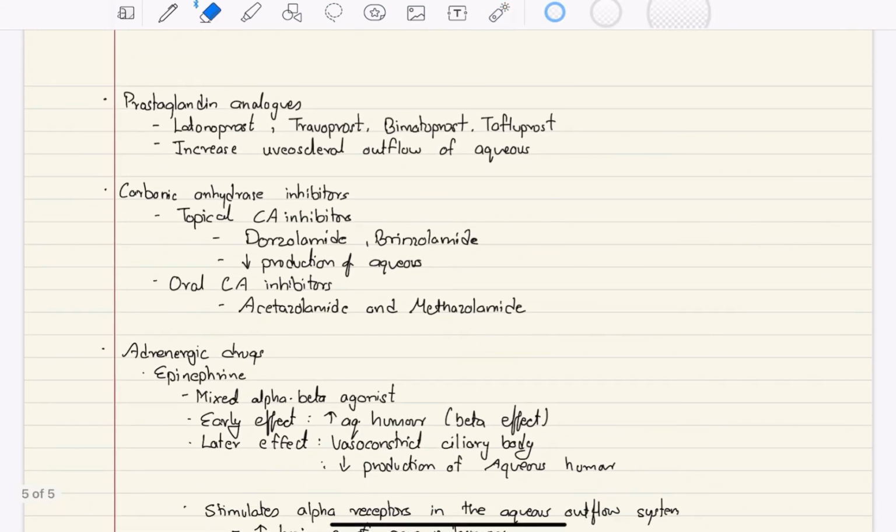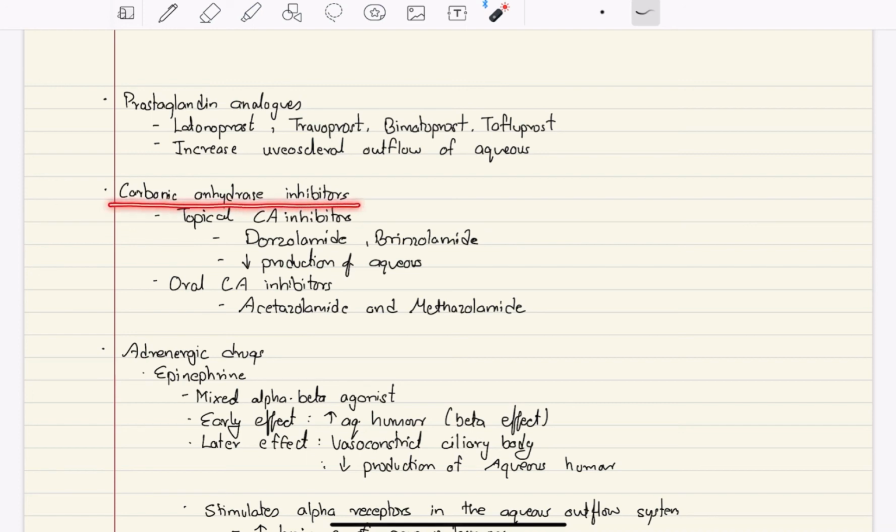Next group is prostaglandin analogs, and drugs in this group end with -prost, so it includes latanoprost, travoprost, bimatoprost, and tafluprost. These drugs increase the uveoscleral outflow of aqueous humor. This is another pathway through which the aqueous humor is drained out of the eye.